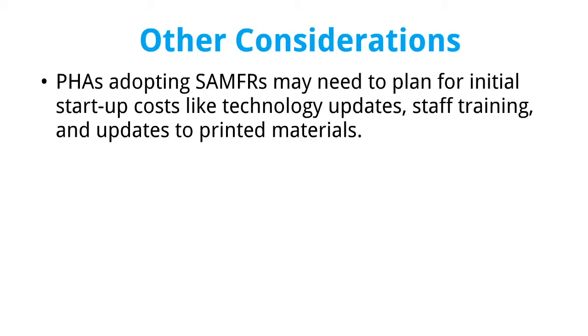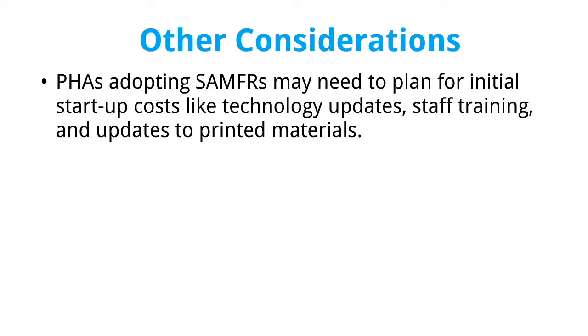PHAs considering implementation of small area FMRs must consider the financial implications of such a decision. There may be some additional administrative costs to PHAs that are associated with changing software, systems, and staff training to accommodate small area FMRs. Additional administrative costs will likely vary depending on if a PHA fully opts in or uses small area FMRs as an exception payment standard. For PHAs adopting the exception standard in specific high-cost zip codes, the additional administrative costs are likely negligible.